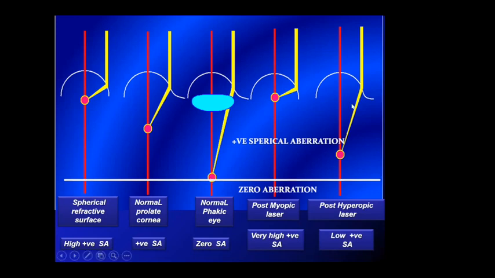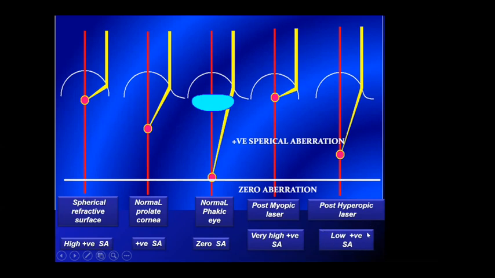Now, what about these? This is if you do myopic correction. So the flat area here will be more steep, or less flat, we can say either. And the light instead of here will be shifted up. And if we put the lens here, it will be shifted up. So high positive spherical aberration. On the other side, if you make this flattening more flattened by hyperopic correction, the light which is here will go down, so it is low positive spherical.